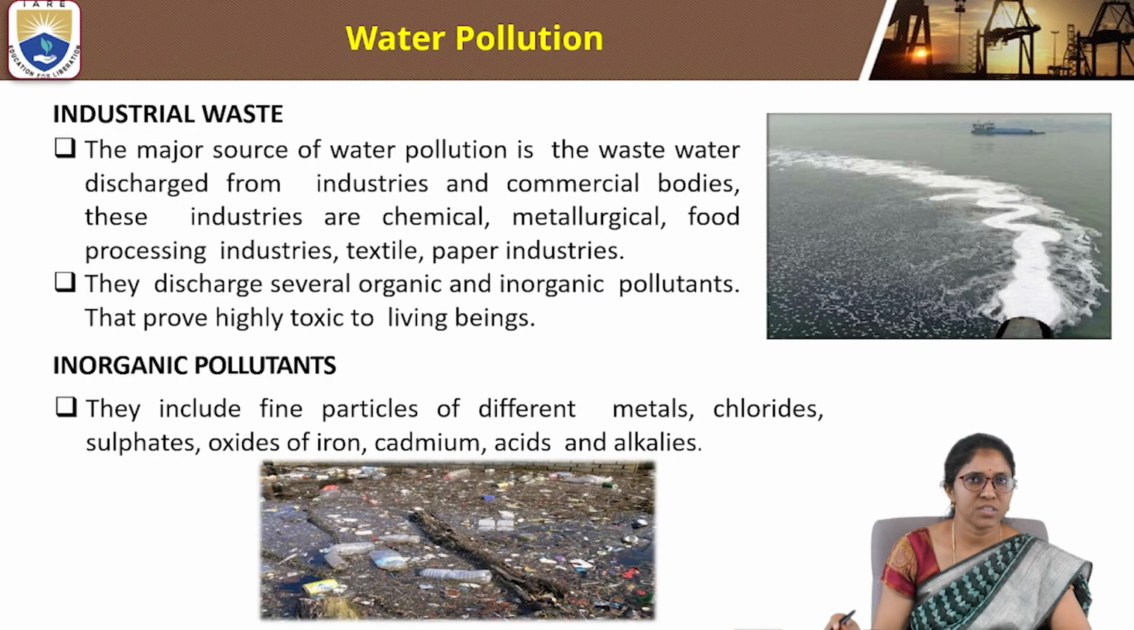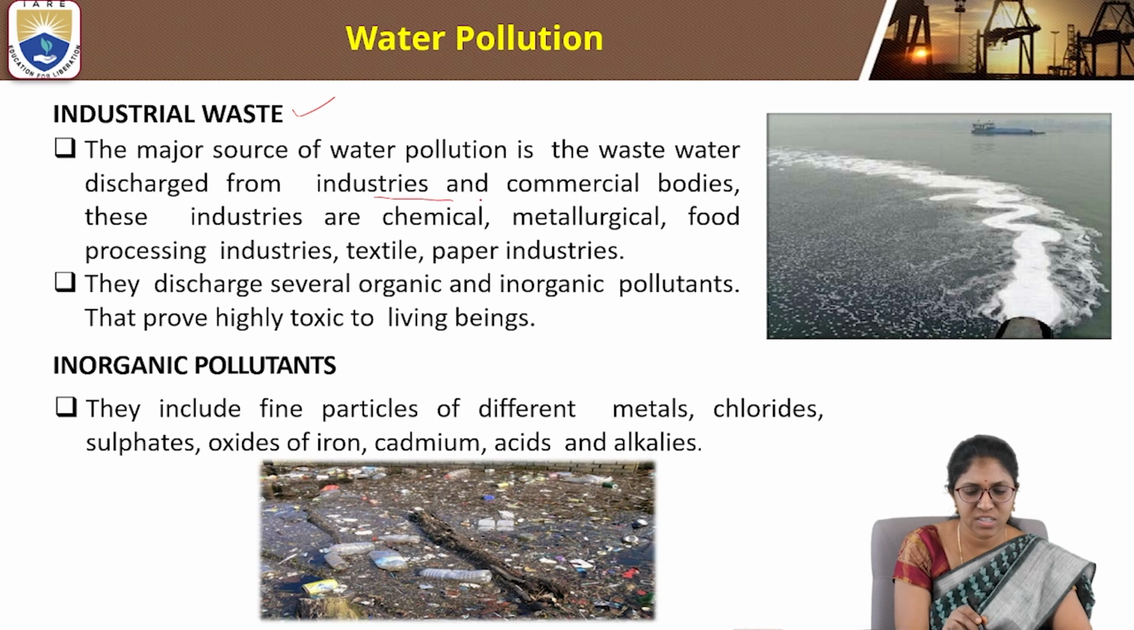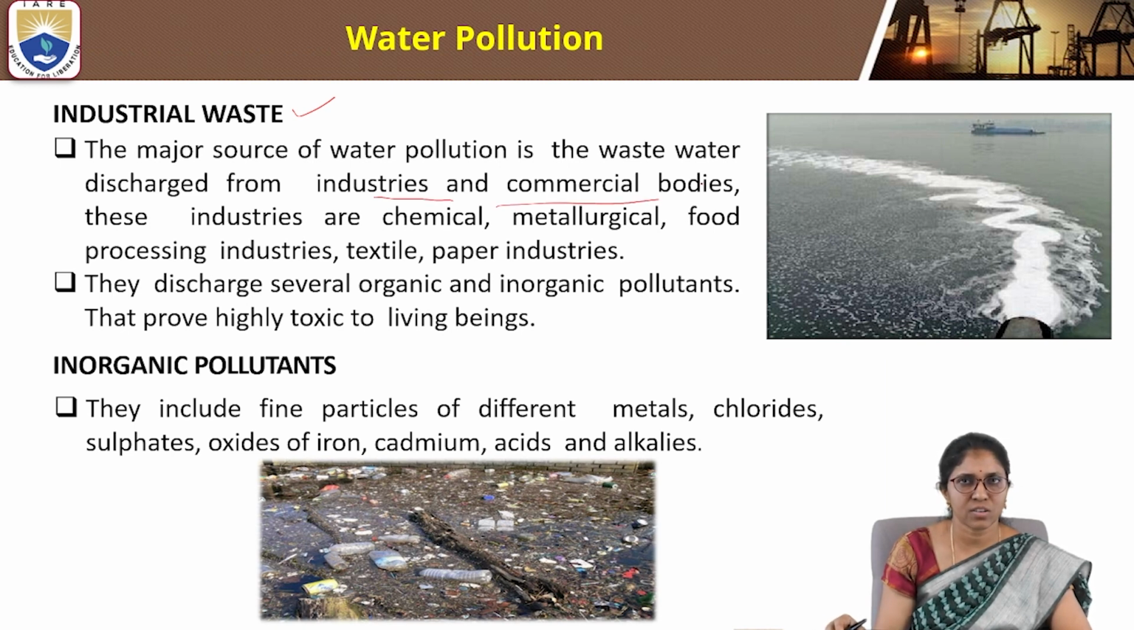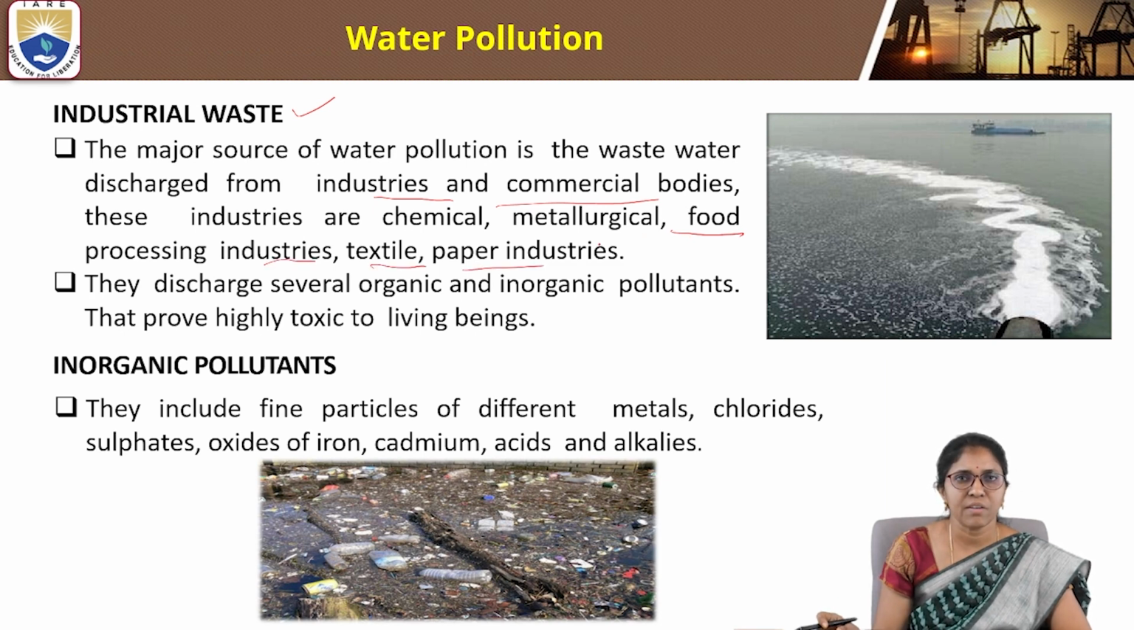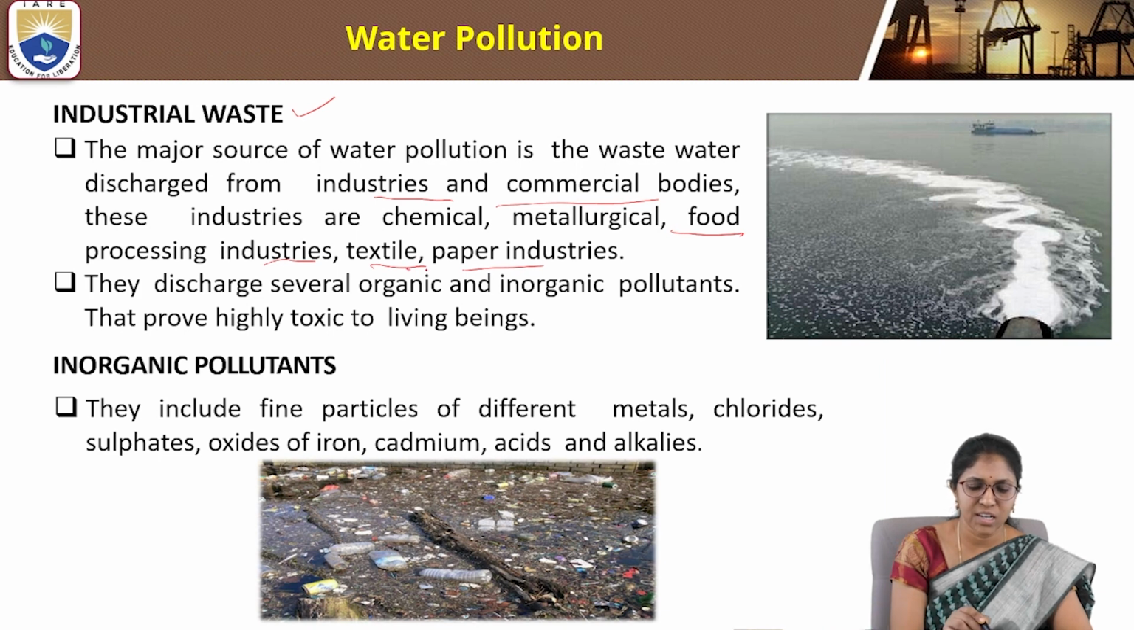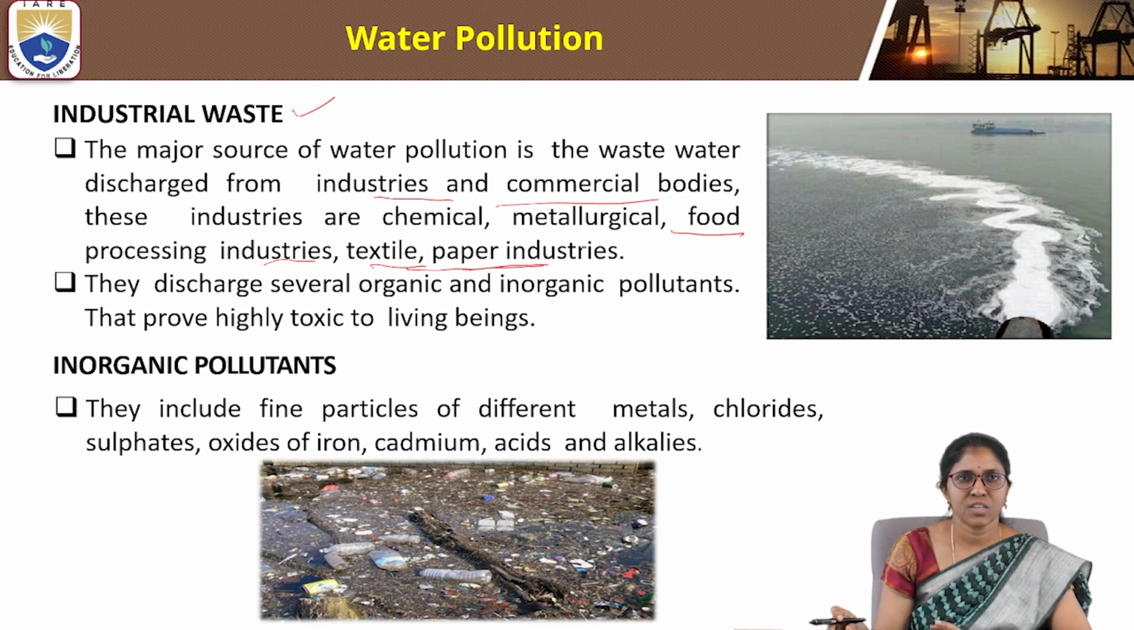Now, water pollution by industrial waste. The major source of water pollution is the wastewater discharged from industries and commercial bodies. These include chemical industries, such as pharmaceutical, metallurgical, food processing, textile, and paper industries.